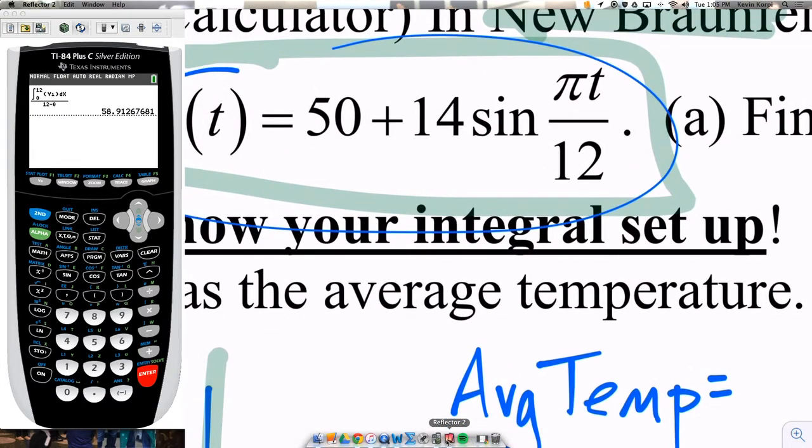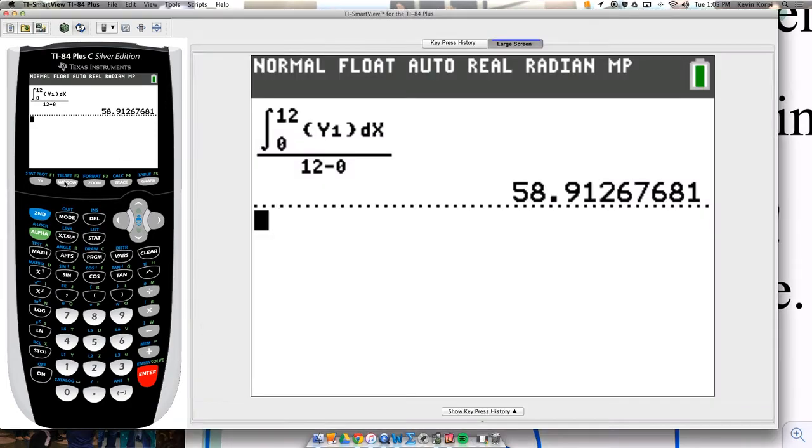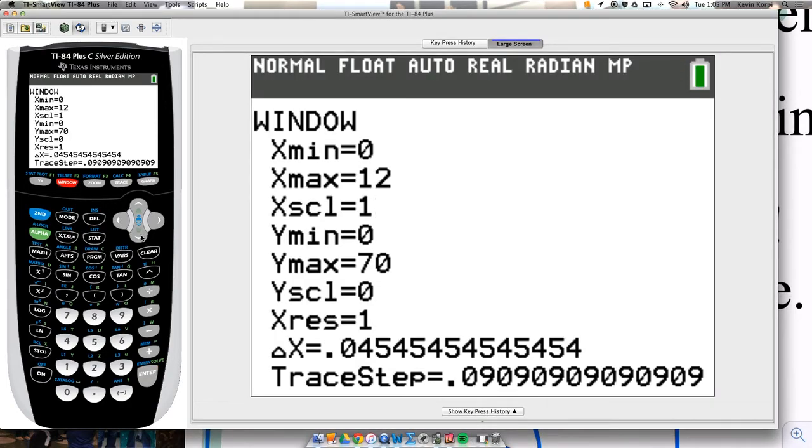It's a sinusoid. The plus 50 moves it up, right, which is now your sinusoidal axis. The 14 is the what-litude? Amplitude. So we're going to go up to a high point of what? 50 plus 14, which would be 64, and a low point of 36. So I'm going to graph it from 0 to 12. That's a 12-hour interval that we're looking at. And I went from 0 to 70.